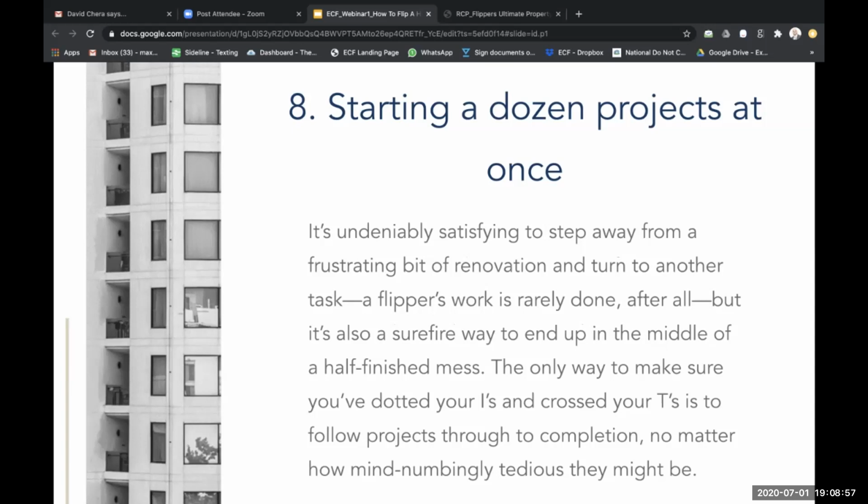It's undeniably satisfying to step away from a frustrating bit of renos and turn to another task. But the flipper's work is rarely done. And if you think about it, you're in the middle, halfway, in a finished mess. The only way to make sure that you've dotted your I's and crossed your T's is to follow the project through to completion. No matter what your mind is thinking about, you want to get out of here, you've got mortgage payments, better to take care of the solution; dwindling on it and thinking about it so much is not going to get you there.